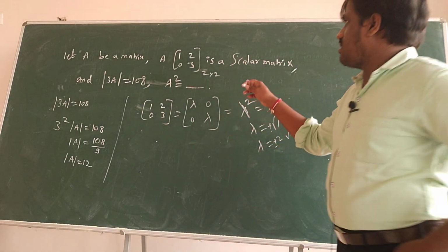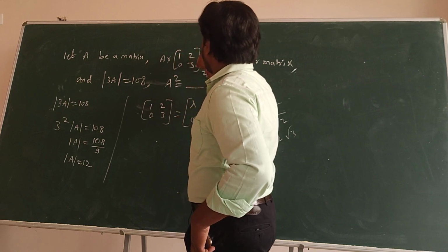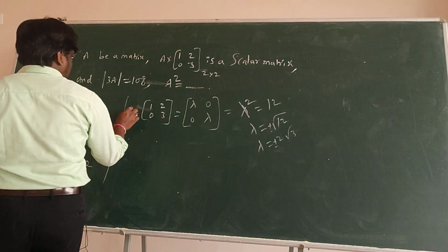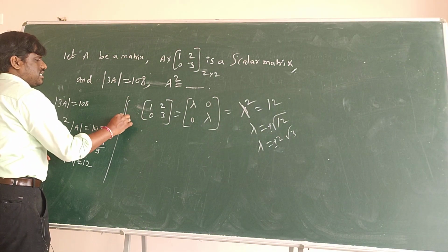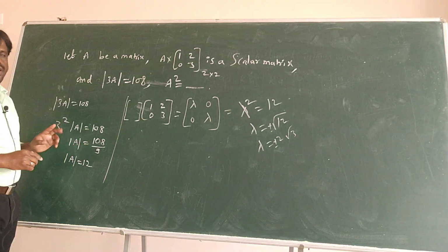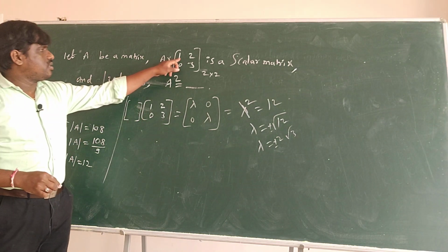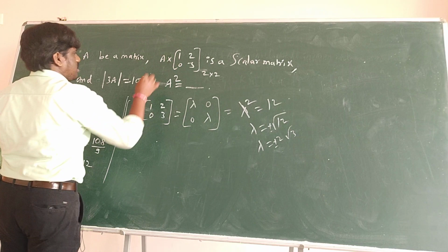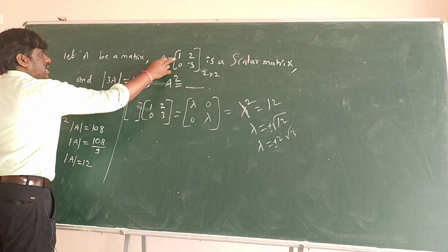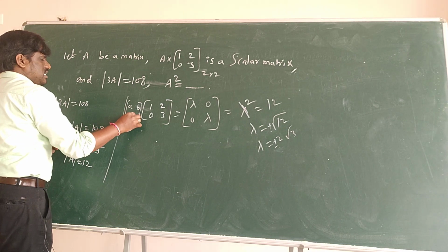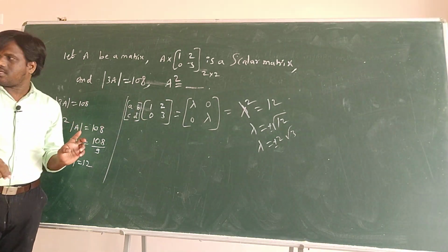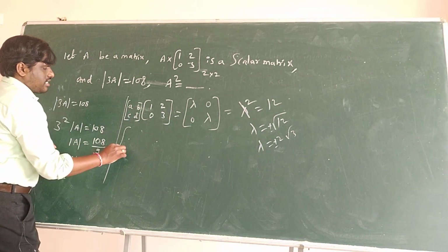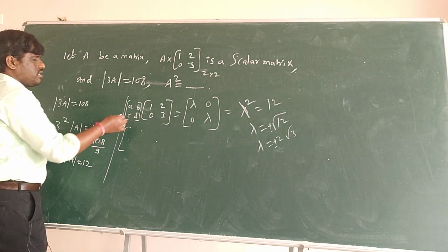See, it is not A equals A; it should be A into this one, which is a scalar matrix. By mistake I wrote it wrong. So this will be A into some matrix: A, B, C, D into 1, 2, 0, 3. That is equal to scalar, that is lambda 0 0 lambda. Now if you multiply this, what do I get here?